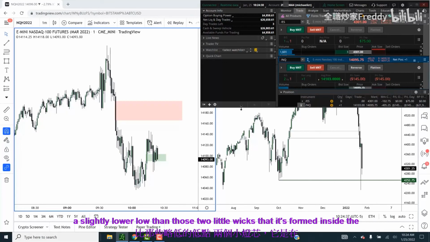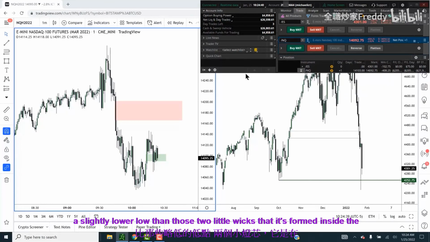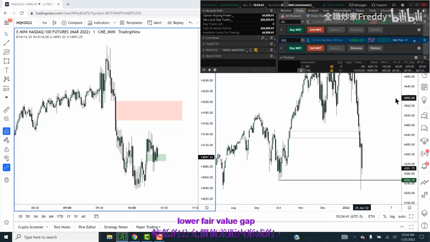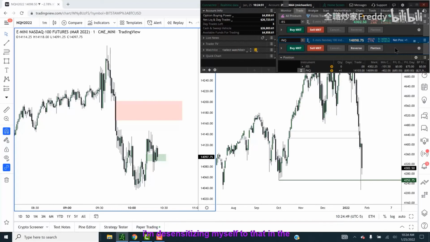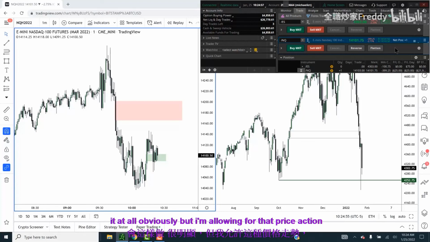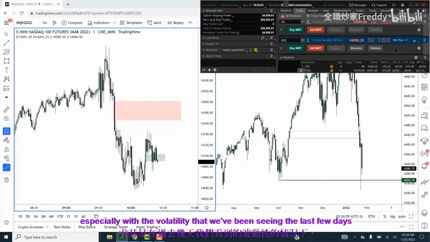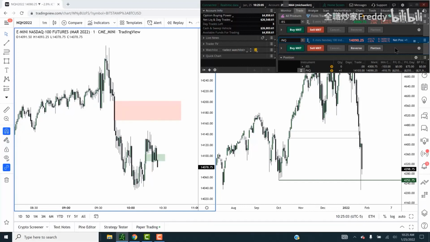So I've already had it in my mind that it could go back down and make a slightly lower low than those two little wicks that it's formed inside the lower fair value gap. Since I had that expectation that it could potentially do that, I'm desensitizing myself to that in the event that it forms. An ideal scenario would be it doesn't do it at all, obviously, but I'm allowing for that price action, especially with the volatility that we've been seeing the last few days.